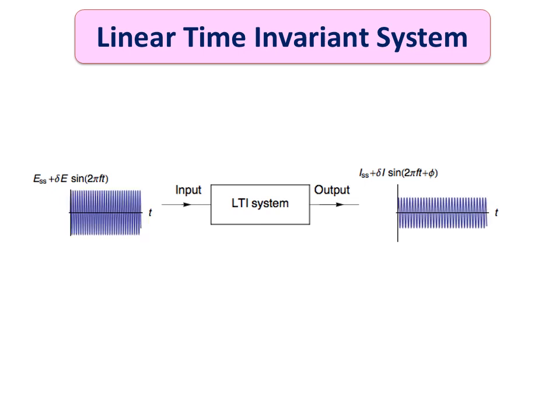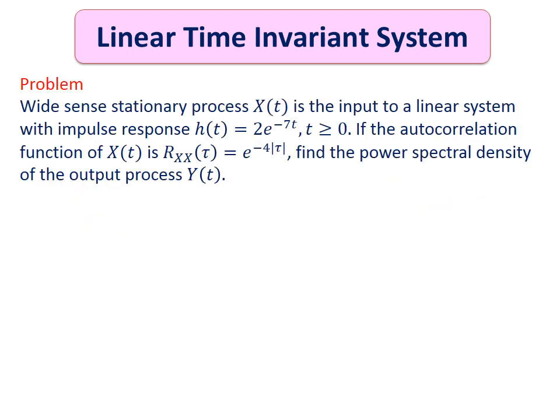Dear students, in this video we are going to see a problem in linear time invariant system. A process x of t is given, which is the input to the linear system, with impulse response h of t given as 2 times e power minus 7t for t greater than or equal to 0. The autocorrelation function is R_xx of tau equal to e power minus 4 mod tau. It is required to find the power spectral density of the output process.